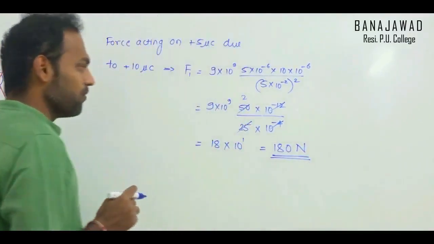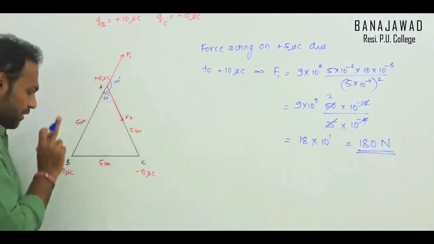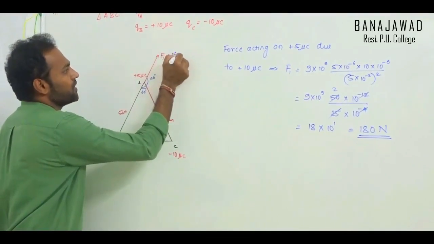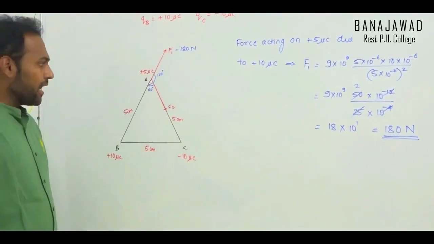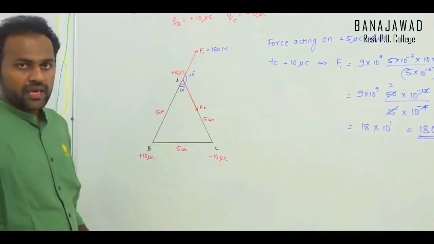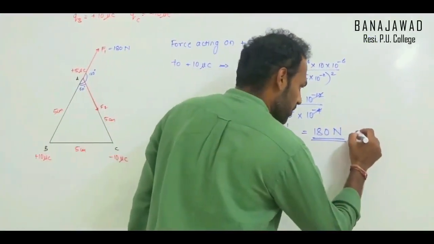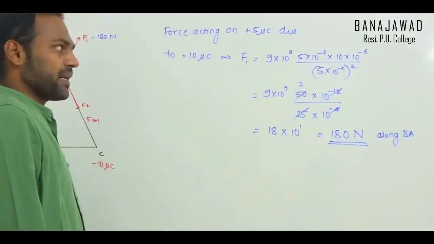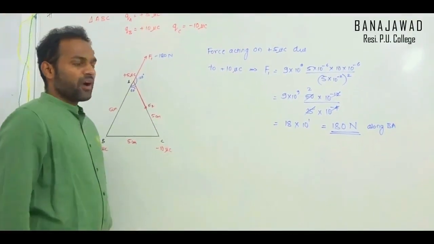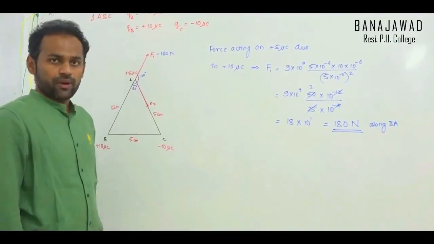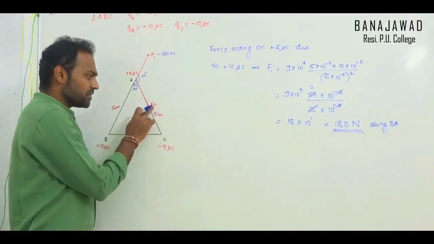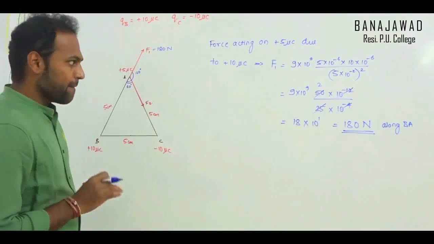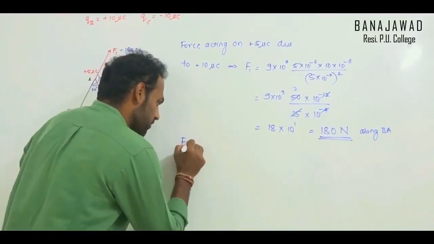So this much is the force acting on plus 5 microcoulomb due to plus 10 microcoulomb. So F1, we got to know the value of F1 now. F1 is 180 Newton. Along which direction is it acting? It is acting along BA. I will write the direction also here. If you want, you can write the direction also here, along BA. So this is the direction of the force acting on it. Okay, we got to know the value of one force which is acting on the charge plus 5 microcoulomb. The second force F2 is the force acting by minus 10 microcoulomb on plus 5 microcoulomb. See, here I will calculate the force now.